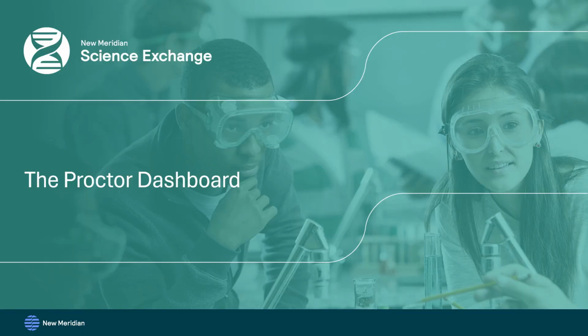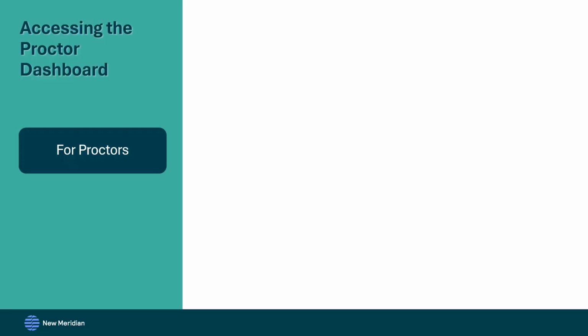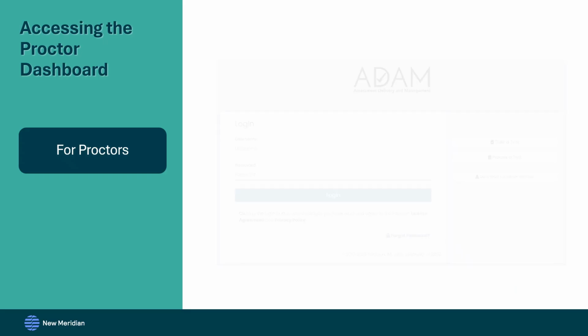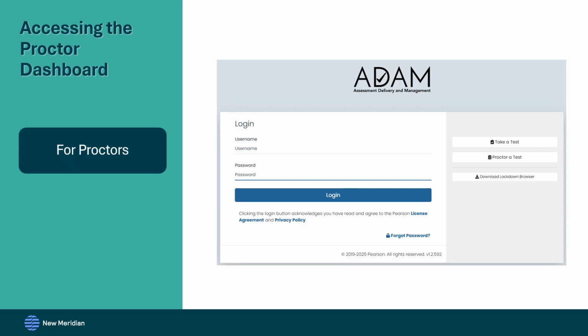Now let's go over the details of the proctor dashboard. Proctors will access the proctor dashboard using the test code and proctor code for each session, which will be provided to them by their school or district assessment coordinator. First, proctors will go online to atomexam.com. Proctors do not have individual usernames and passwords. Instead, select Proctor a Test from the options to the right of the login boxes.